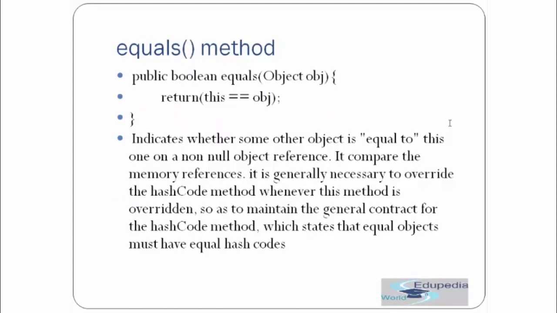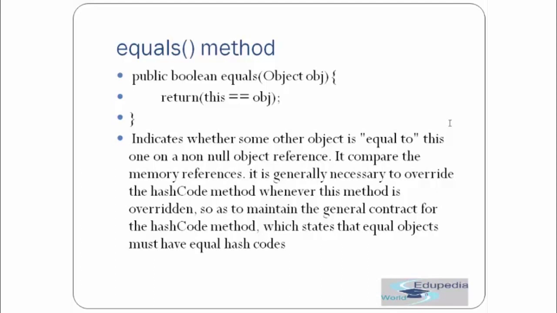Now we have the equals method. This is the actual definition provided in your Object class for the equals method. It's public boolean equals, it takes Object as a parameter, and it returns this == object. So you see internally the equals method of Object is actually using double equals. Originally the equals method also checks for references. But in the String class we say that equals checks for values. That's because in the String class we have overridden the equals method to only check for the values. Now, this equals indicates whether some other object is equal to this one, on a non-null object reference. It compares the memory reference.